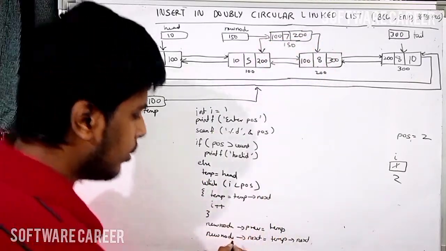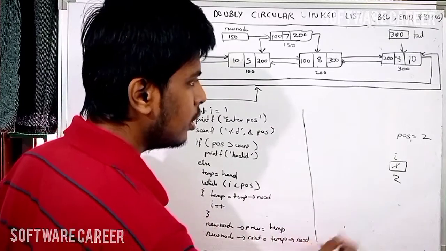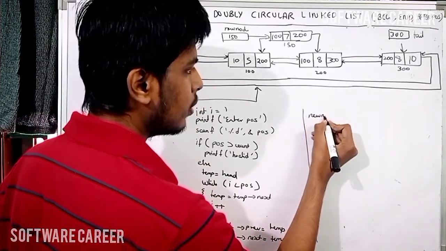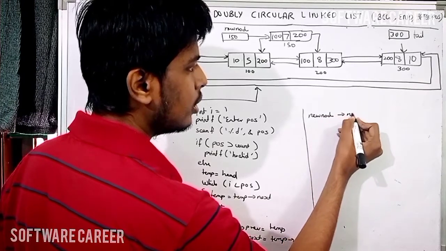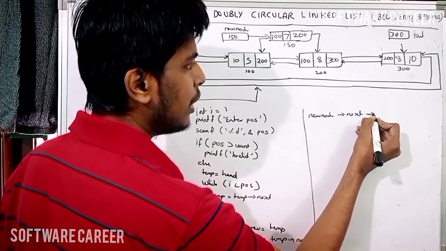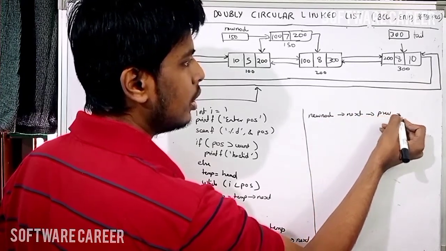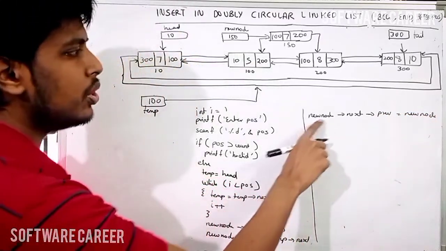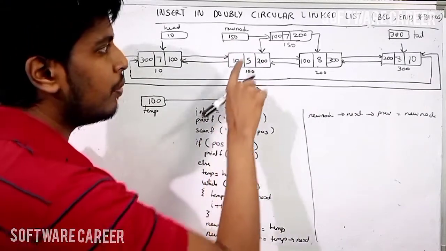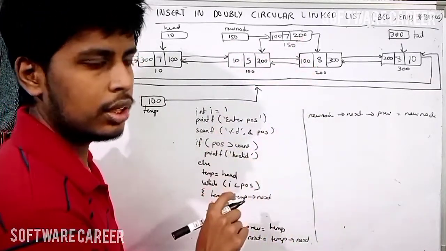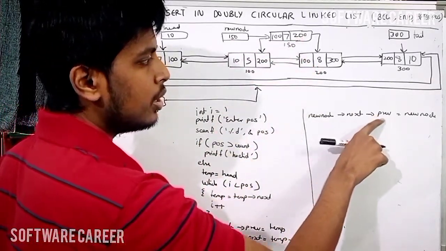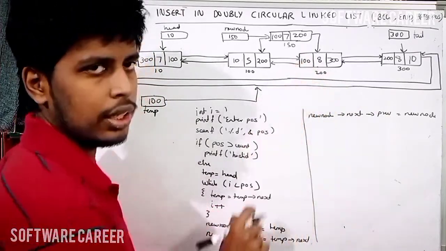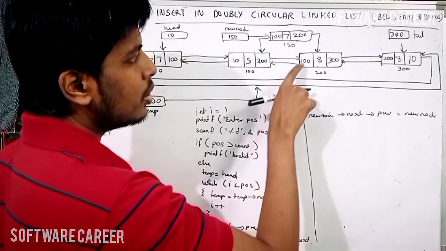So see here, I am writing: new node next previous equals new node. Now see, new node next is what? New node is 150. 150 next is 200. Now 200 previous: 200 is this node. 200 previous is 100. So now this is the pointer.